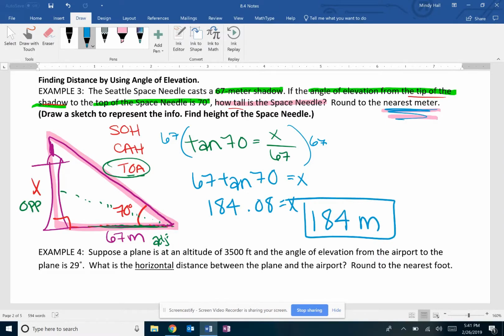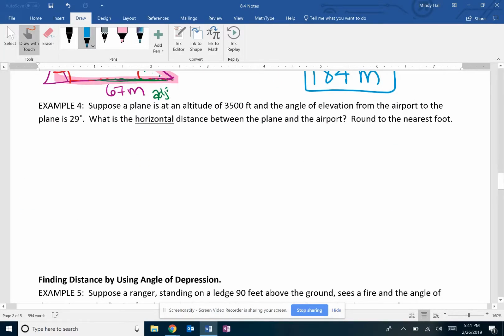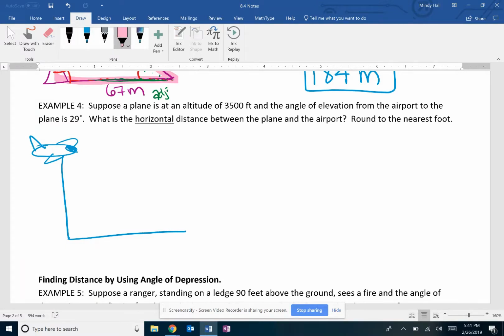Okay, so then our next one, we're going to be talking about an airplane. So again, I like to draw little pictures because it makes it more fun for me, but they're not very good most of the time. So we have a plane, and we know it has an altitude of 3,500 feet. And the angle of elevation from the airport to the plane is 29 degrees. And we want to know the horizontal distance between the plane and the airport, and we're going to be rounding to the nearest foot.